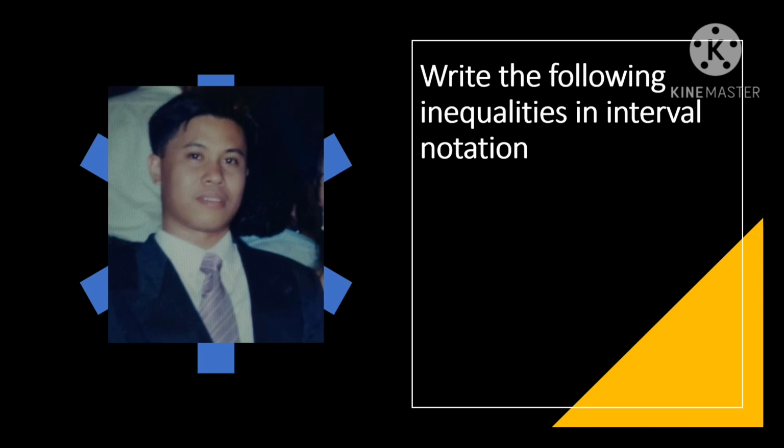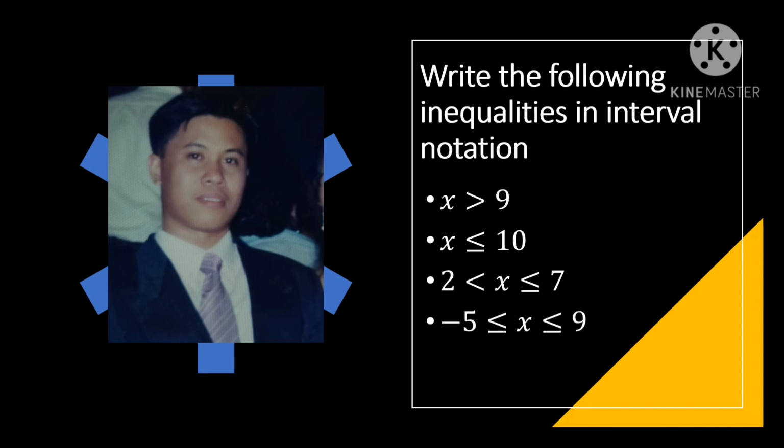Okay. So this time, you have to try to answer this one. Write the following inequalities in interval notations. You may write your answer in the comment section. So x greater than 9, x less than or equal to 10, x is greater than 2 but less than or equal to 7, x is greater than or equal to negative 5 but less than or equal to 9, meaning from negative 5 to positive 9. Then x is greater than or equal to negative 6. Okay? Just try to answer, then write your answer in the comment section.